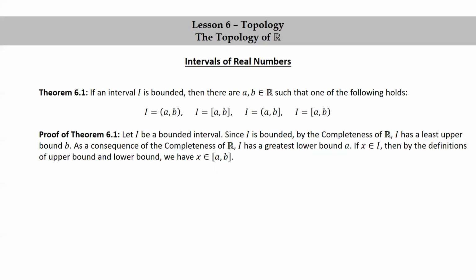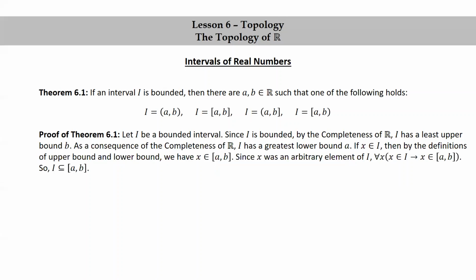Okay, if X is an element of the interval I, then by the definitions of upper bound and lower bound, we have that X is in the closed interval AB. Since X was an arbitrary element of I, for all X in I implies X is in the closed interval AB. In other words, I is a subset of the closed interval AB. Okay, so we've accomplished the first of our 3 goals.